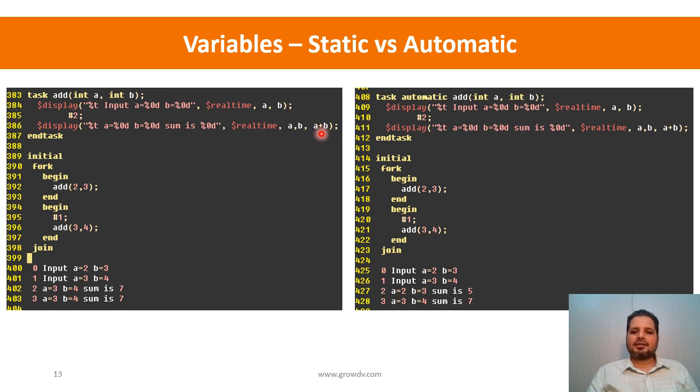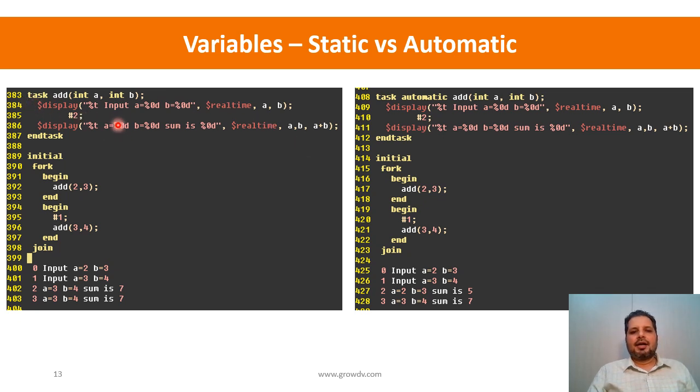So we had decided that we look at it from two points of view, right? One is from the variable point of view, and another is from the point of view of arguments passed to the task. So in this example, let's look at how static versus automatic behave from the arguments point of view.